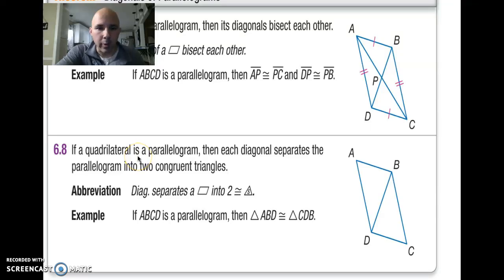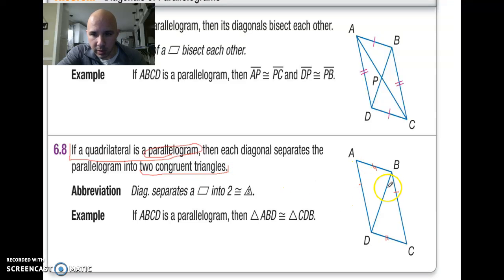All right, here we go again. Benchmark number 25. We're going to talk about, once again, if this quadrilateral is a parallelogram. If it's a parallelogram, we know that this side and this side are parallel. We also know that this side and this side are also parallel, and they're also congruent. So if it's a parallelogram, then each of the diagonals separates the parallelogram into two congruent triangles.